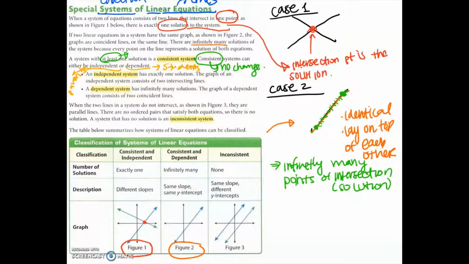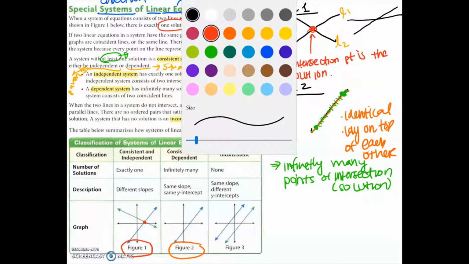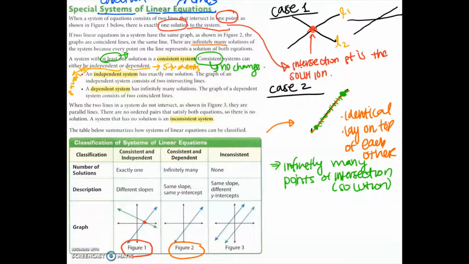Because if I call this line 1, L1, and if I call this line 2, they don't need to depend on each other for them to have an intersecting point. So line 1 could go at a different rate, and line 2 could go maybe this way with a different slope. But despite what the slopes of the two lines are, they are still guaranteed to intersect at a point.